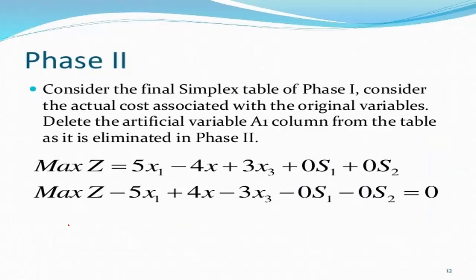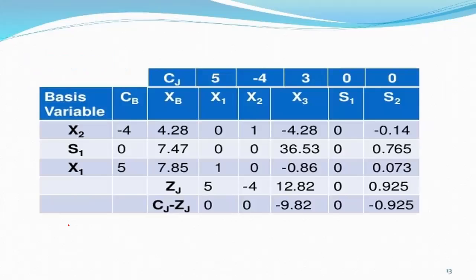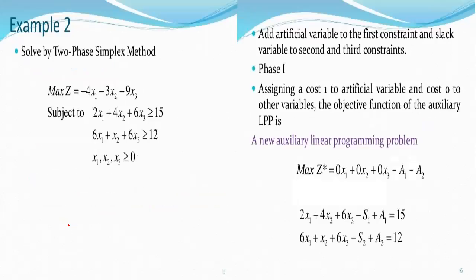Consider the actual cost associated with the original variables. Delete the artificial variable A1 column from the table as it is eliminated in phase 2. So the maximization of 5x1 minus 4x2 plus 3x3 plus 0s1 plus 0s2 is written accordingly. Then we create the table and try to find the solution. This is the second example, and we will solve it in the class.